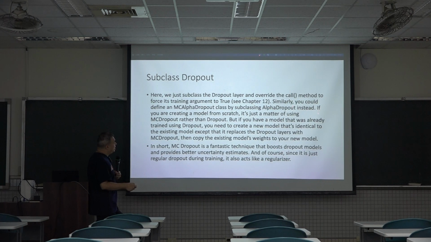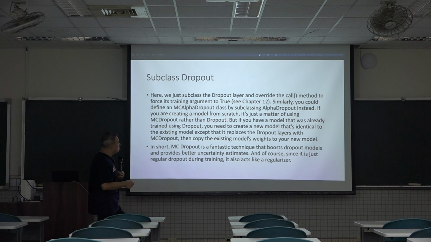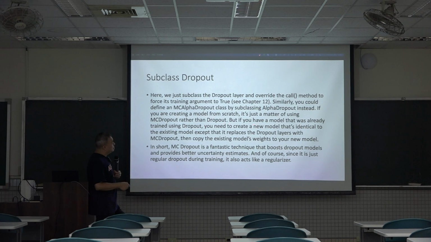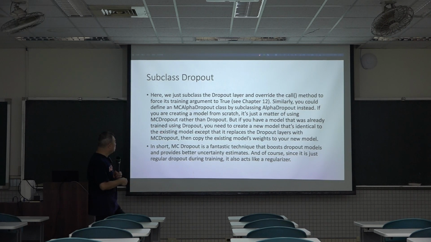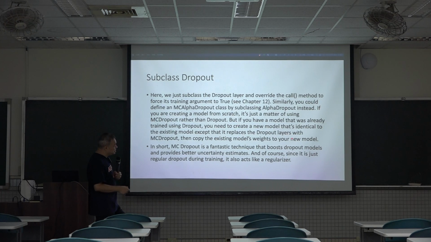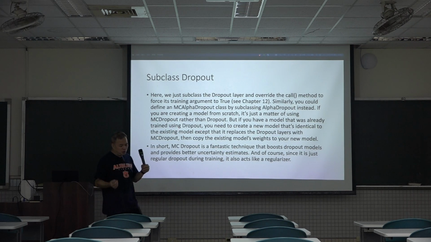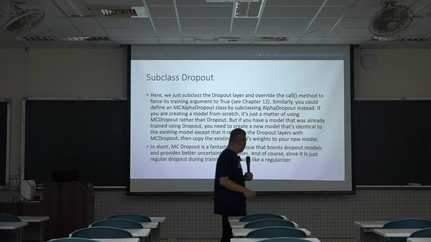If you are creating a model from scratch, it's just a matter of using MC dropout rather than dropout. But if you have a model that was already trained using dropout, then it's more complicated. You basically need to create a new model identical to the existing one, except it replaces the dropout layers with the MC dropout we just created, and then copy all the weights to this new one in order to use MC dropout.